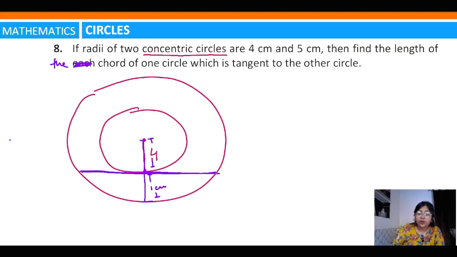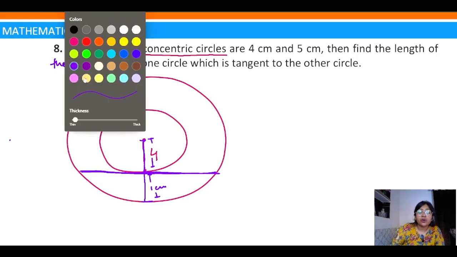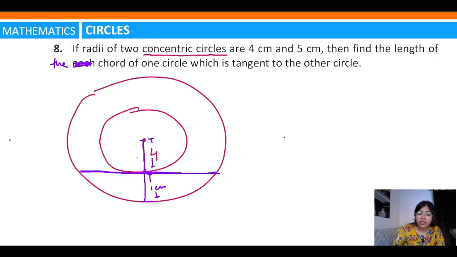This blue line will be the chord for the bigger circle. Find the length of the chord of one circle which is tangent to the other circle, and for the smaller circle it is acting like a tangent. We are talking about the smaller circle. For the smaller circle, this blue line is acting like a tangent. Yes, it means the radius and tangent are perpendicular to each other, and we know.